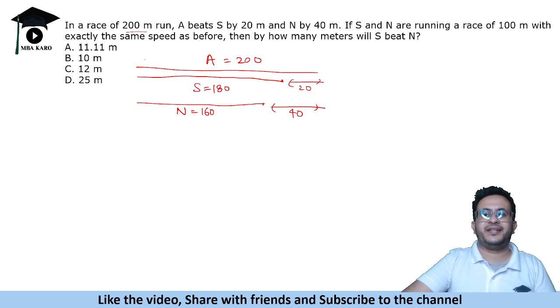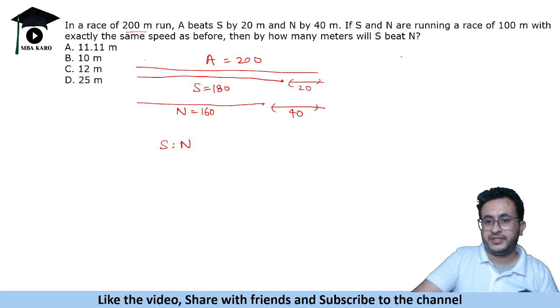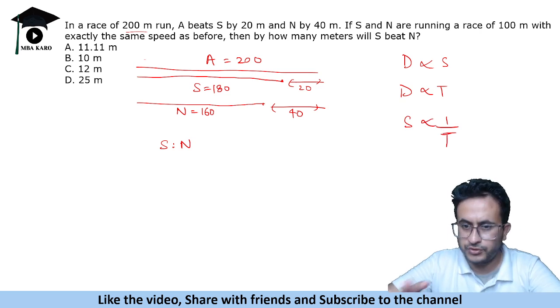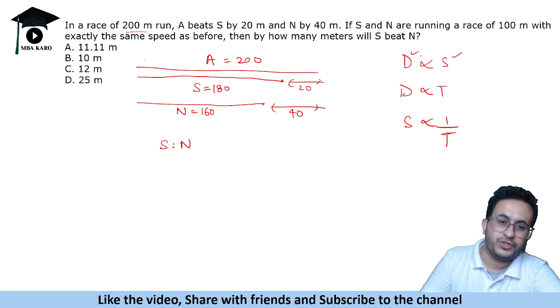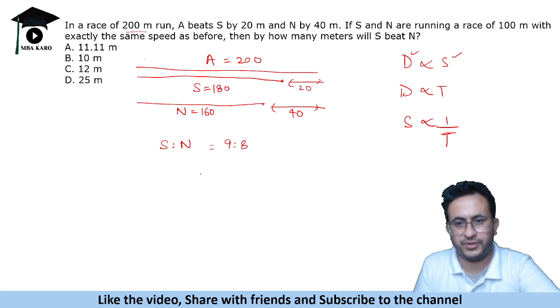So S and N are running a race, so we need the ratio of speed of S and N. Remember time, speed, distance: distance is directly proportional to speed, distance is directly proportional to time, and speed is inversely proportional to time. If they are running at the same speed, the distance will be in the same ratio. So S to N, the speed ratio is 9 to 8, so distance will be 9 to 8.